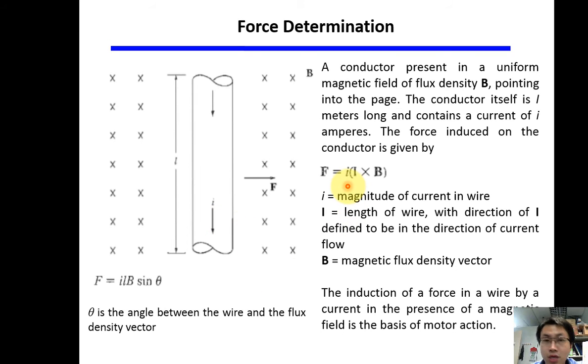So we put it into an equation. Actually, F is a vector because it has a direction going to the right side, equals I is a current, the direction of the conductor L, times B, the direction of the magnetic flux density. So the induction of the force in a wire by a current in the presence of a magnetic field is the basis of the motor action. Right? When there's a magnetic flux density, when there's a current, then we will have a force.